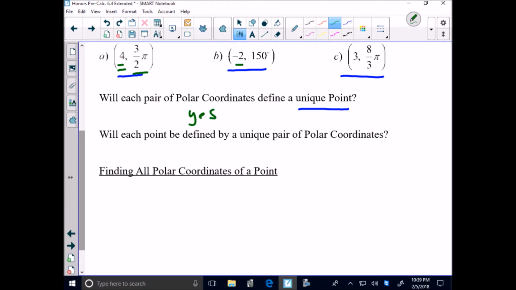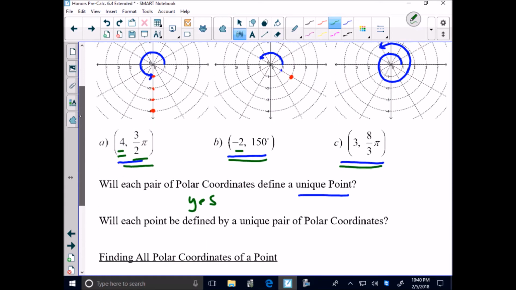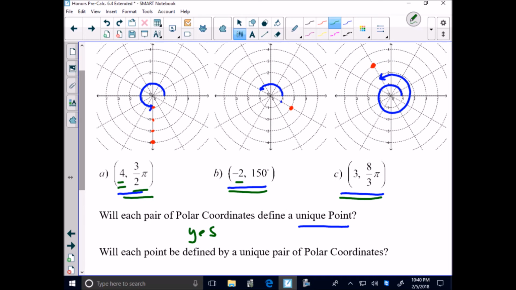There's only one way for us to interpret our polar coordinates to get to a position on the polar plane. Our next question is, will each point be defined by a unique pair of polar coordinates? And this is a more interesting question. Right here what we're asking is, are there some other pairs of polar coordinates that will take us to the given points that were defined here?